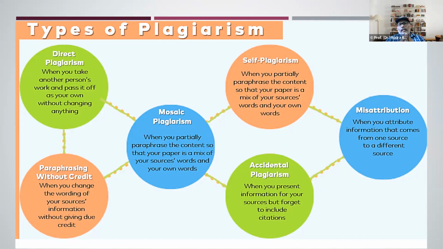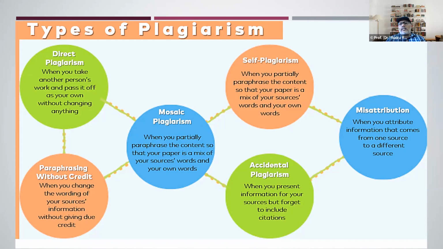Right? Accidental plagiarism, it is not by chance, it is not by intention, it is non-intentional, right? So accidental plagiarism is when you present information from your sources but forget to include citation. Means every information you have given but you forgot to include the citation. So this is known as accidental plagiarism, right? Because every plagiarism type here is self-explanatory.